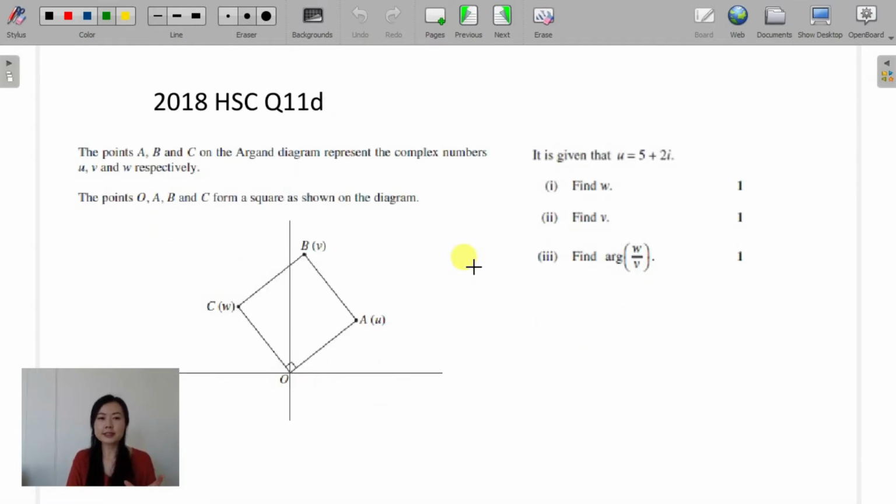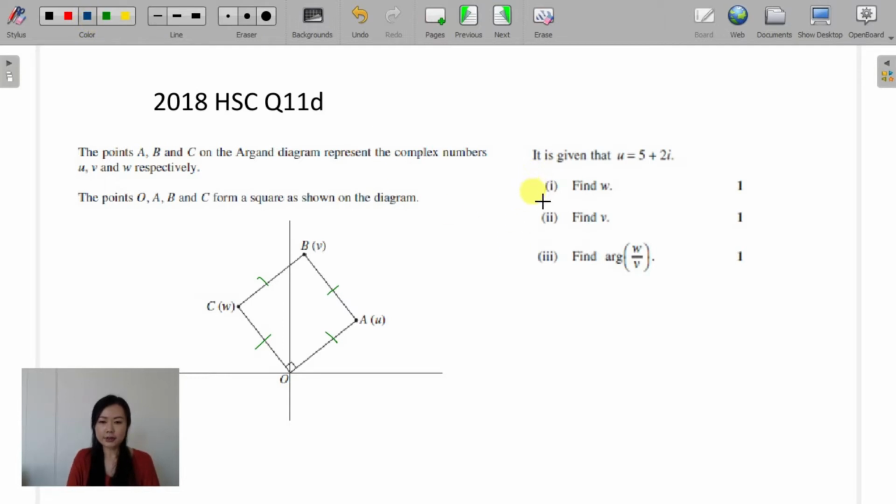I think there are a lot of excellent HSC questions in this area, so I've picked some to showcase the concepts and how to combine things together. What I've got for you is a very recent one, 2018 question 11D. We've got A, B, C on the Argand diagram, and they represent U, V, W. They form a square, so immediately think square. Square means all sides are equal and all angles are 90 degrees. That's incredibly important when it comes to building vectors.